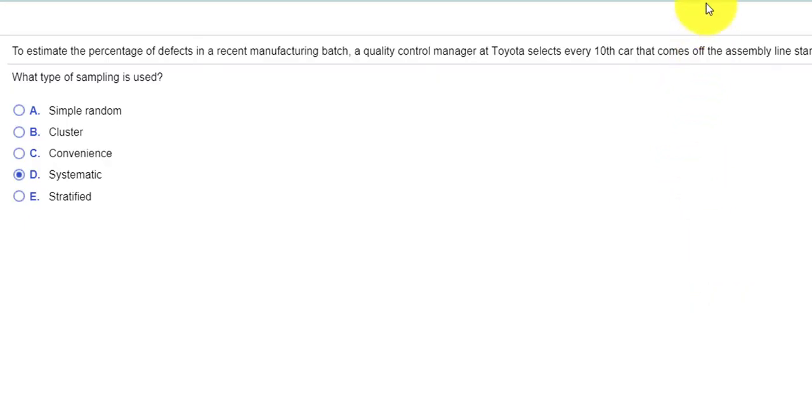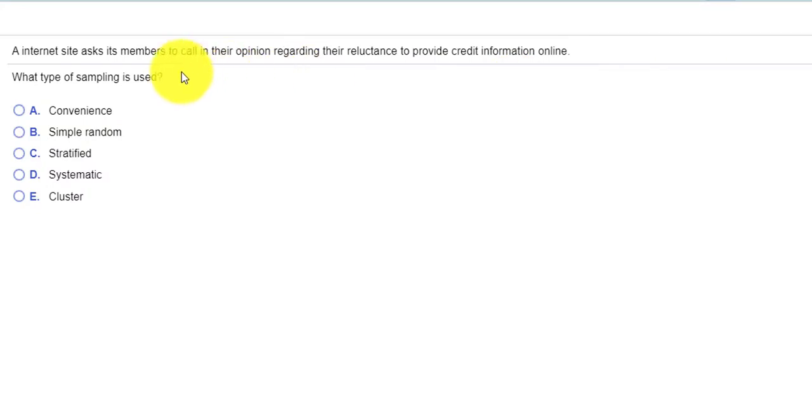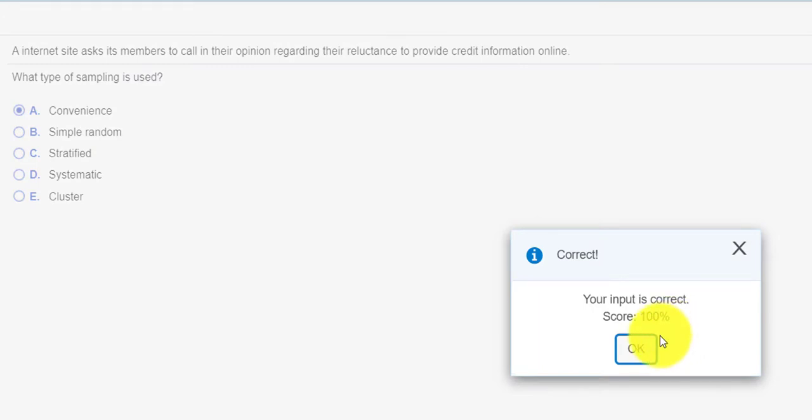Let's keep it moving. Number 7. An internet site asks its members to call in their opinion regarding their reluctance to provide credit card information online. I'm going to go with convenience. Okay, we get the good job there.